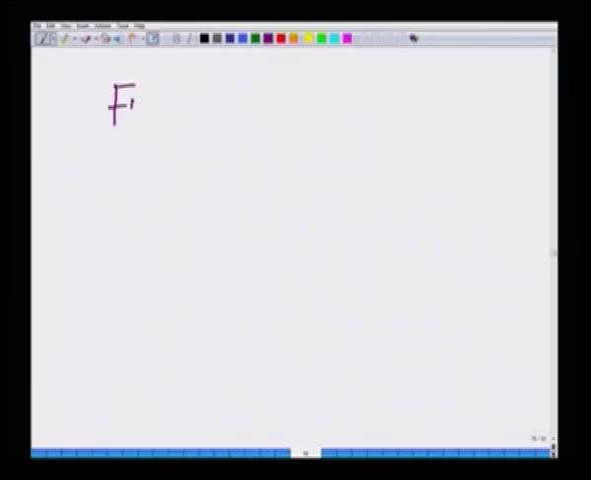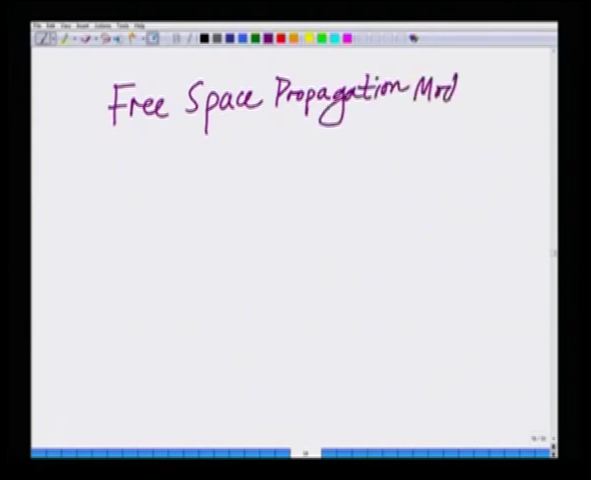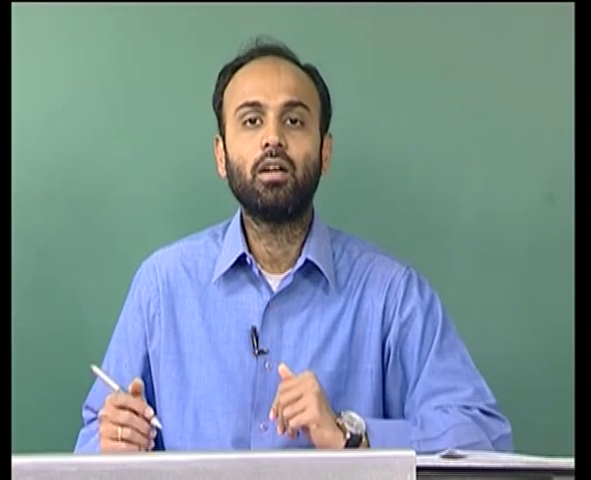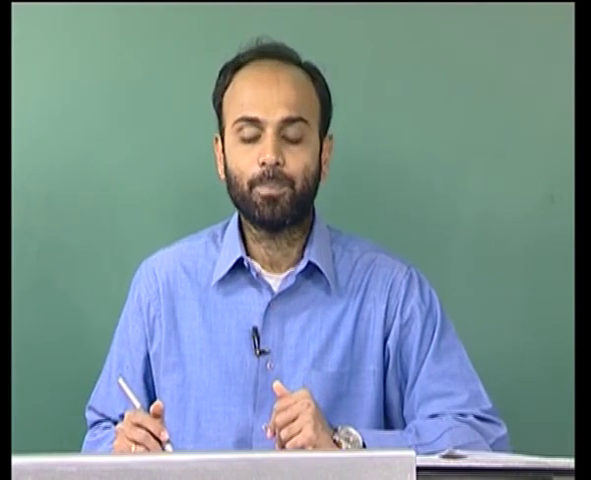So, I want to start with the basic model, which is essentially the free space propagation model. The free space propagation model predicts the received signal strength when there is an unobstructed path between the transmitter and the receiver.